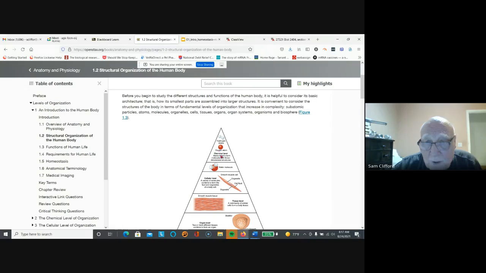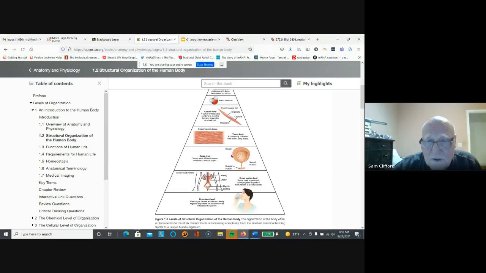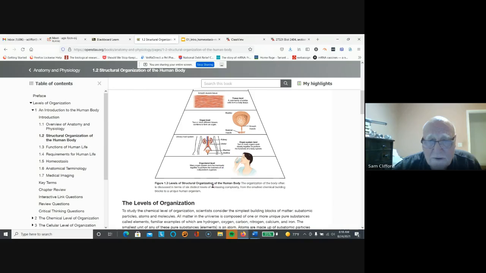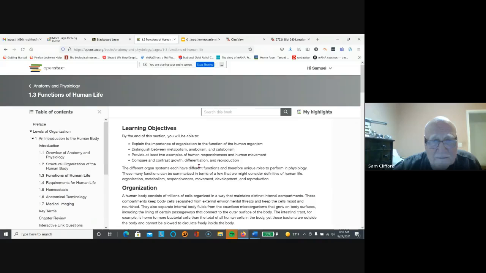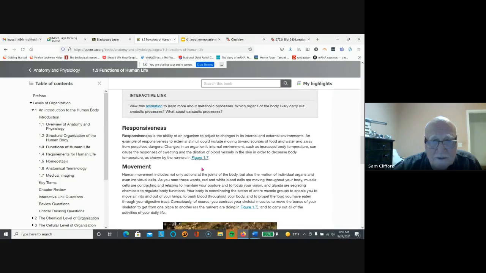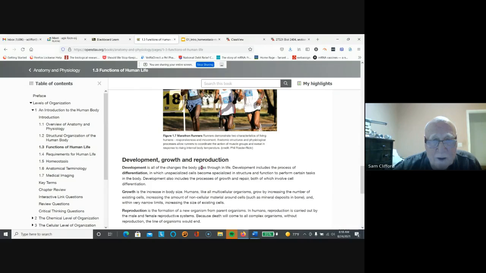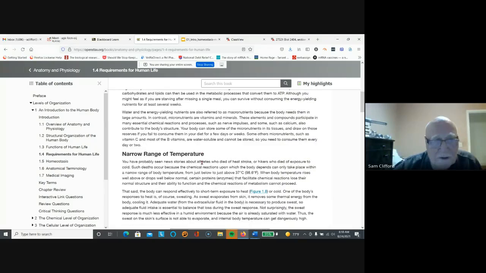Here's the progression from chemicals to molecules, to cells, to tissues, and so on. Understand these levels of organization. Functions of human life, we covered that: metabolism, responsiveness, movement. Hopefully we all know about these things. Requirements for human life: you need oxygen, food, a certain temperature. Here's homeostasis.